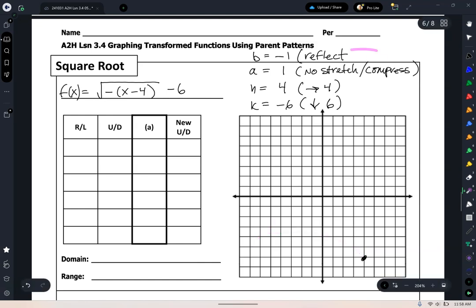So what is our reflection here? When we say it reflects, what does it reflect over? No. No, if it reflected over the y-axis, it would be over here. Okay, so it's a vertical line, right? And what is the vertical line it reflects over?